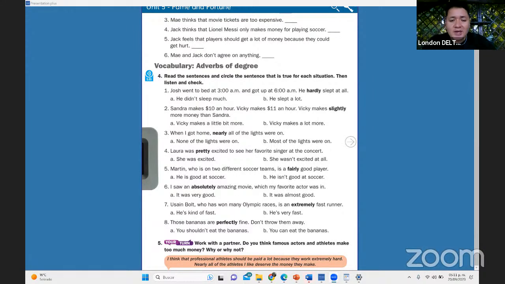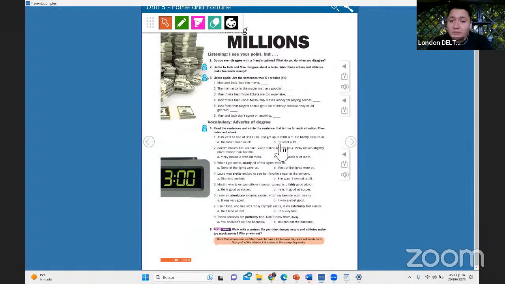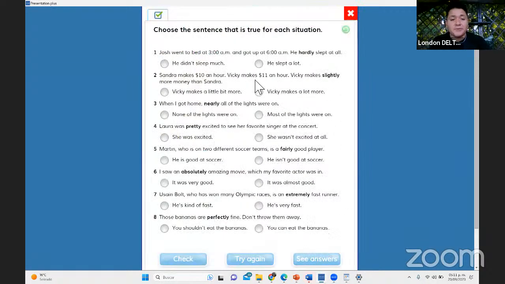In this case, we have some words that help you have a better understanding of the verbs, okay? Which can actually change the meaning of the sentence itself. Let's check the first example. It says, Josh went to bed at 3 a.m. and got up at 6 a.m. He hardly slept at all.